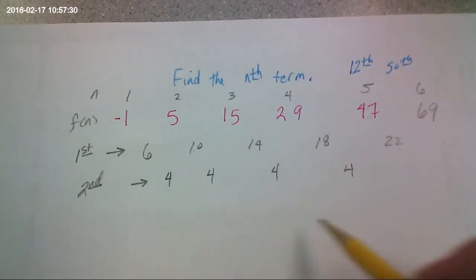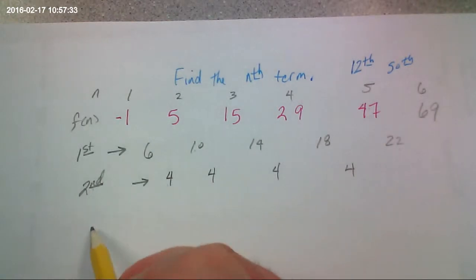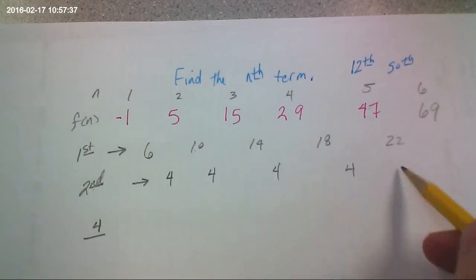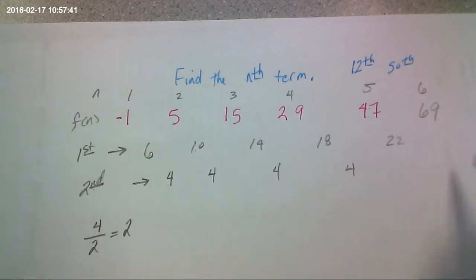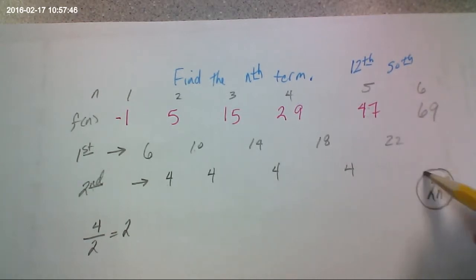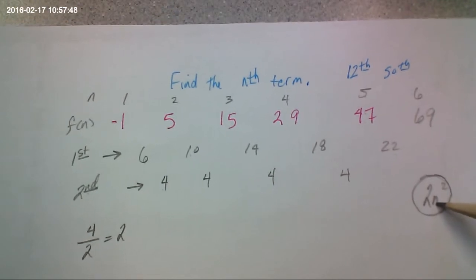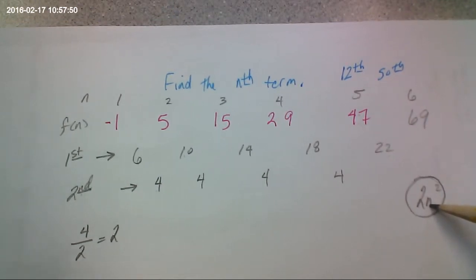So the way that you find your leading coefficient is you take the second change and you divide by 2. So we're going to have 2 as our leading coefficient. So part of my rule is going to be 2n squared. Now maybe that's my answer right away. I don't know. So I'm just going to check, because maybe that's what it is.